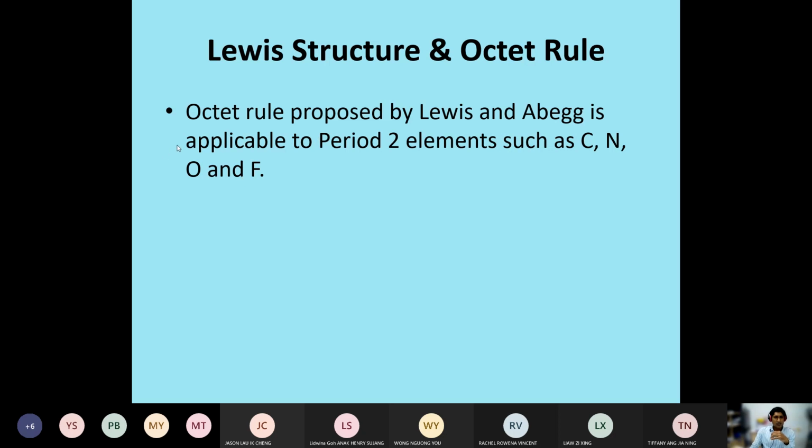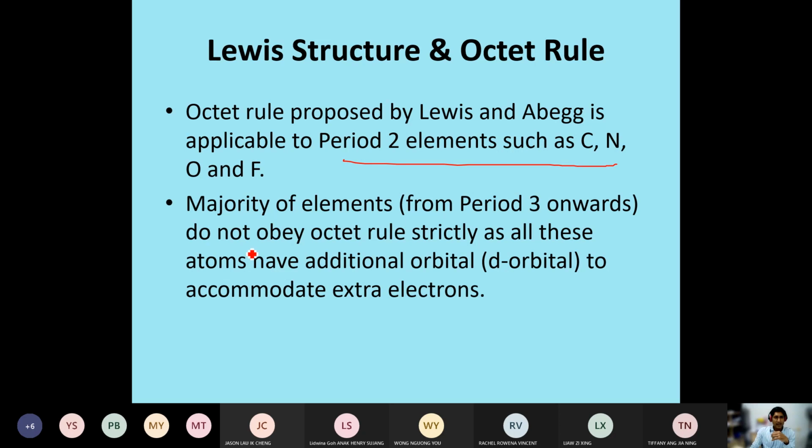All right. So the octet rule was proposed by Lewis and Abegg together, and it works best for period 2 elements: carbon, nitrogen, oxygen, and fluorine. For the majority of the elements from period 3 onwards, the octet rule does not hold strictly, because they have d orbitals and can have an expanded octet, right?